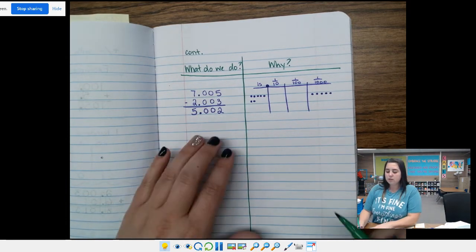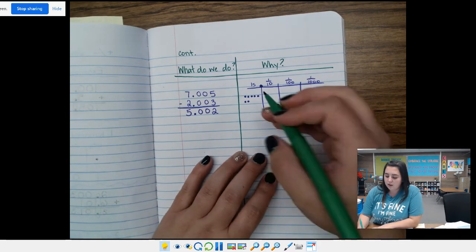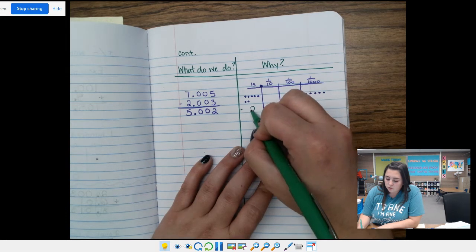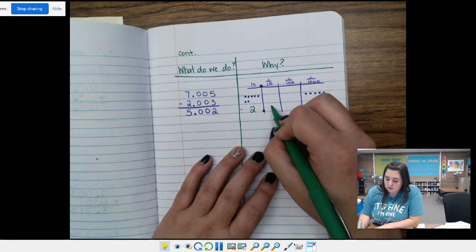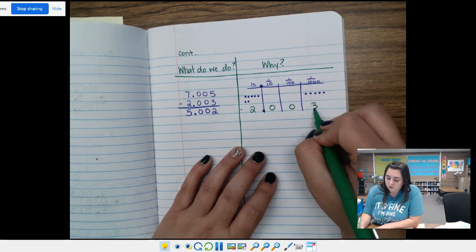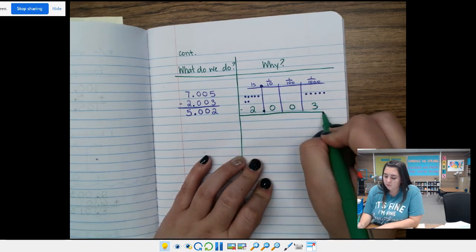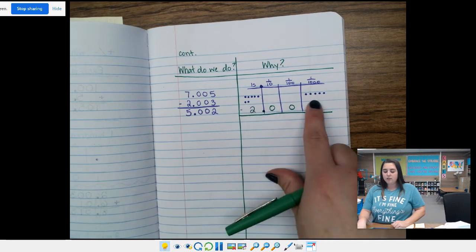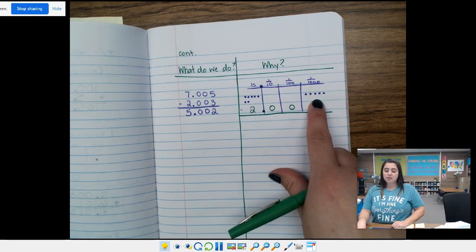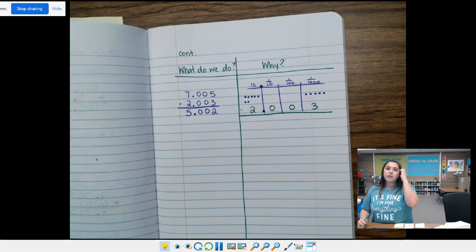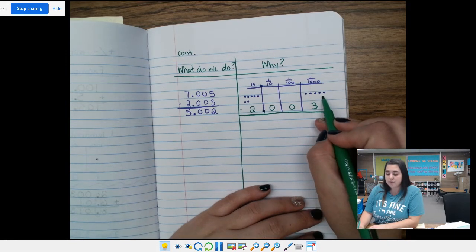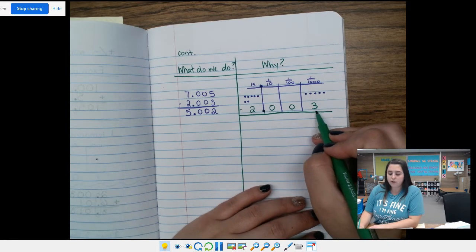And then here's what I'm going to do. I'm going to use a different color to show what I'm taking away. So I'm taking away 2 ones, 0, 0, 3. I set up like that. So my 7 and 5 thousandths, I wrote with dots. But this one, I'm just going to write underneath just as a reference. So here's what this looks like. We have 5 thousandths. We need to take away 3.